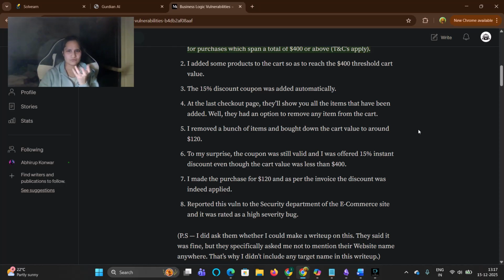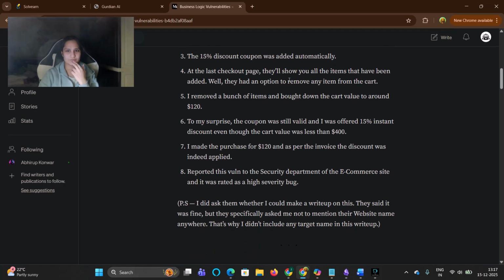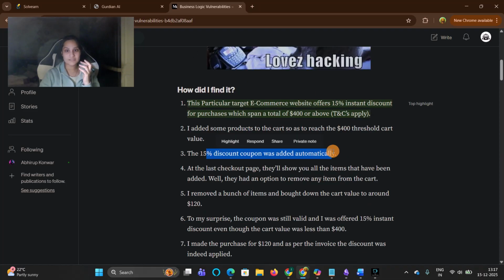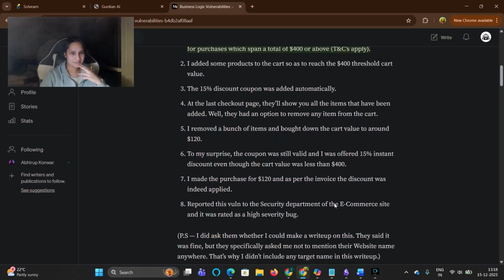They had no option to remove any item from the cart, right? They don't have this removing option, but he removed a bunch of items and brought the cart value down to around $120, which is far away from $400. That means the coupon should automatically be removed as well, if it was automatically applied when the cart reached the $400 threshold. That is how an organization or website should normally work, right? So let's see what happens.